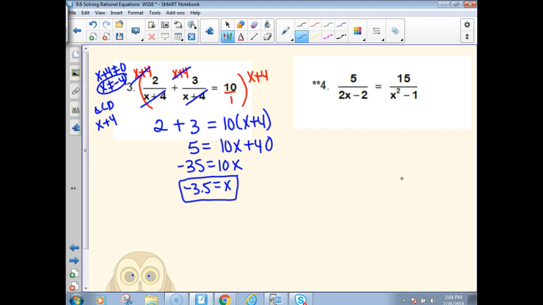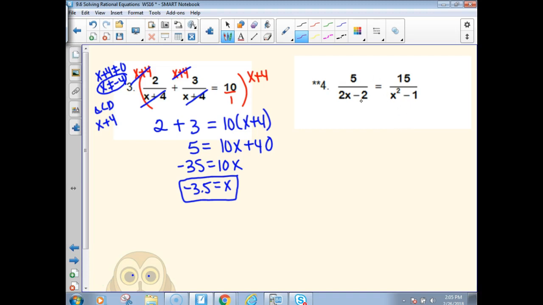Number 4 has a double star next to it. Maybe that's because it's not in the form. This doesn't look like these last two. Then there's another way you could solve it. What is another way that we could do this problem instead of finding the LCD and clearing the fractions? Solve it as you would a proportion. Because you have a ratio compared to a ratio, you could use the cross product property.